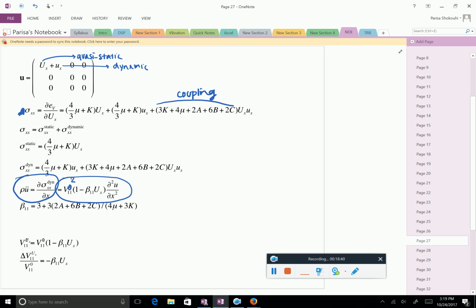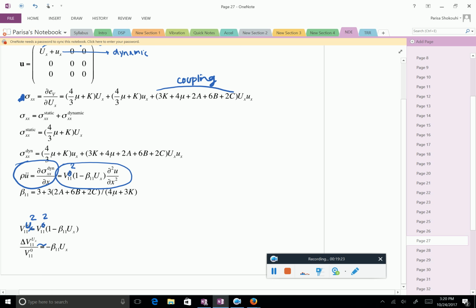So if these terms A, B, and C are zero, this coupling will go away. So here, if beta 1, 1 is equal to 0, look at this relationship. So then you have just the wave equation, the normal relationship. Acoustoelasticity, the effect of ux, makes a change in the wave velocity. The notation is a little bit screwed up here. So this is ux squared, and this is u0 squared.